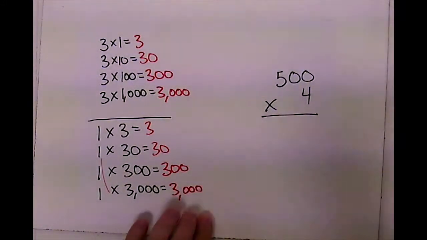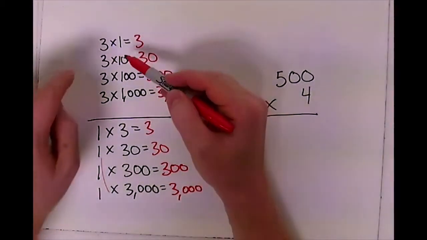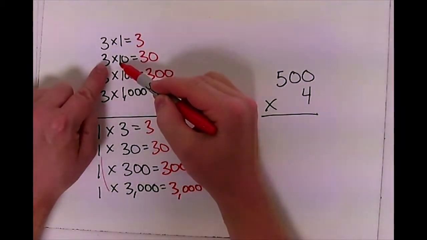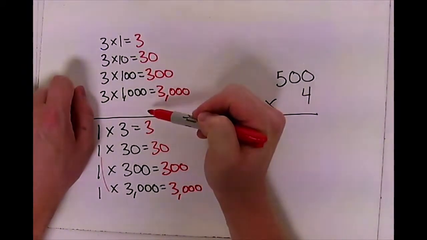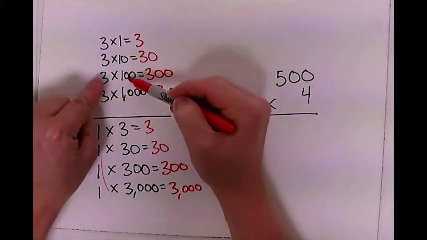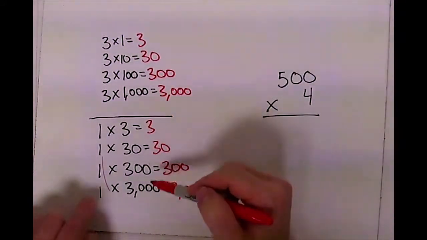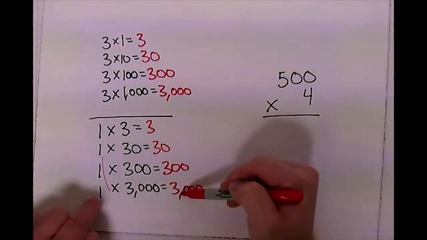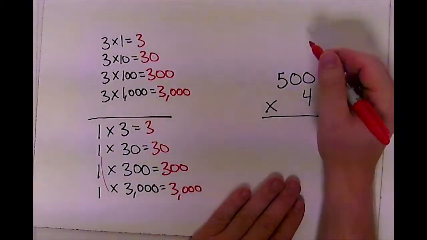So hopefully you're starting to see a pattern here: when you're multiplying with zeros, really what you're doing is multiplying the two numbers. So 1 times 3 is 3, and then just adding that 0 as kind of a place value holder. So 3 times 1 is 3, but we add those 2 zeros, and that's where those 2 zeros come from. The same thing down here, 1 times 3 is 3, there's our 3, and then we add our 3 zeros, and we get 3,000.